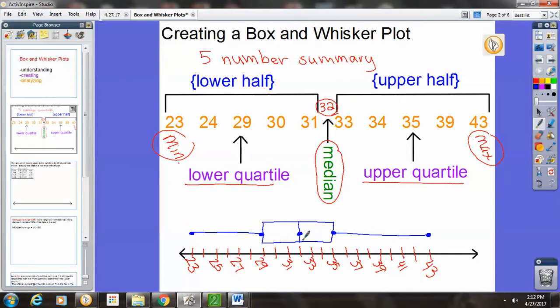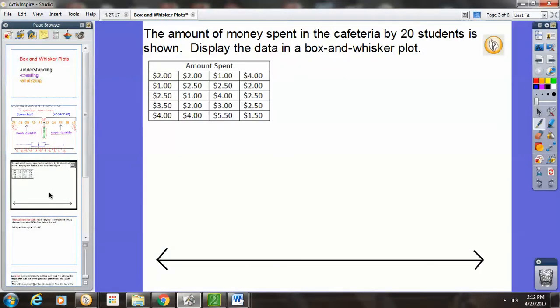Let's make another box and whisker. This time I'm giving you the data, and I haven't identified anything for you. It says the amount of money spent in the cafeteria by 20 students is shown. Display the data in a box and whisker plot. So we have all this data. Let's start by organizing it. Let's put it in order from least to greatest. We're going to have to do that anyway.